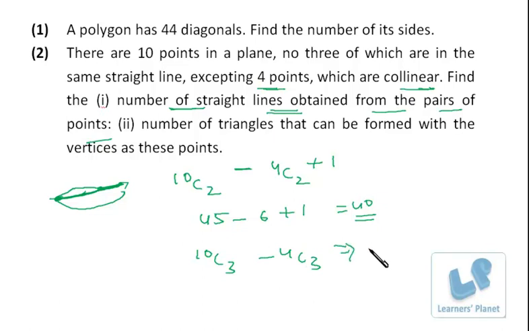So what is 10C3? It's 10 into 9 into 8 by 3 factorial. Reduce it up to 3 steps, then divide by the factorial of this number. So this is 6, and 4C3 is 4, right? So 10 3s are 30, 2s are 60, 60 minus 4 is 56.